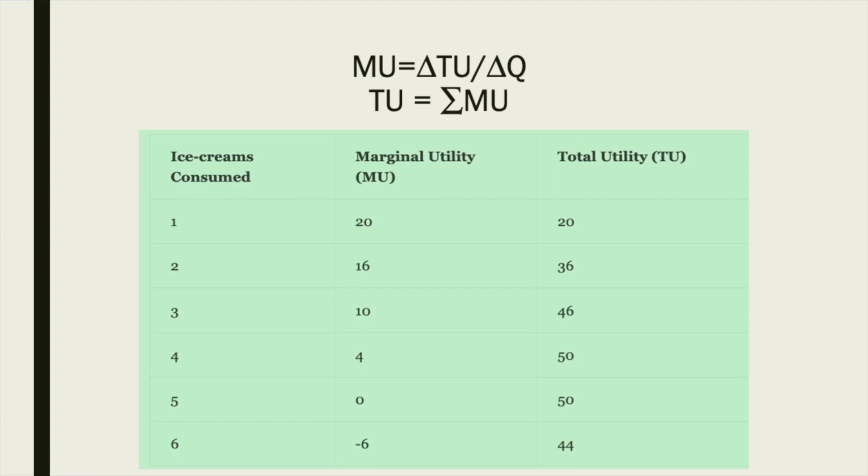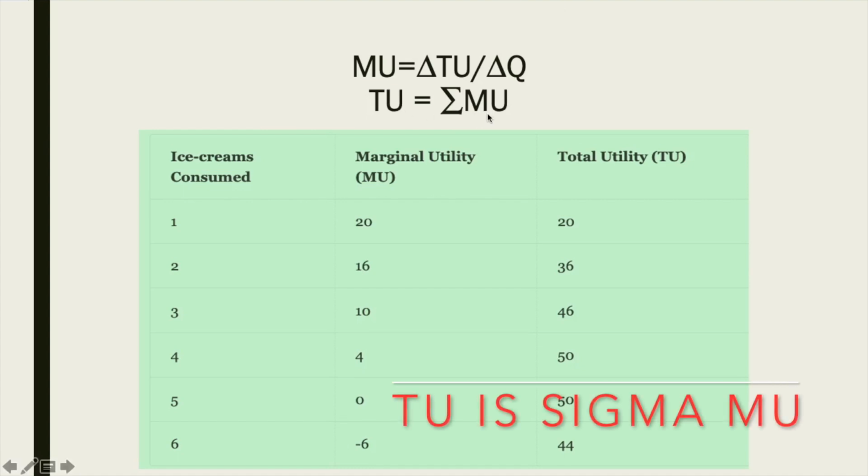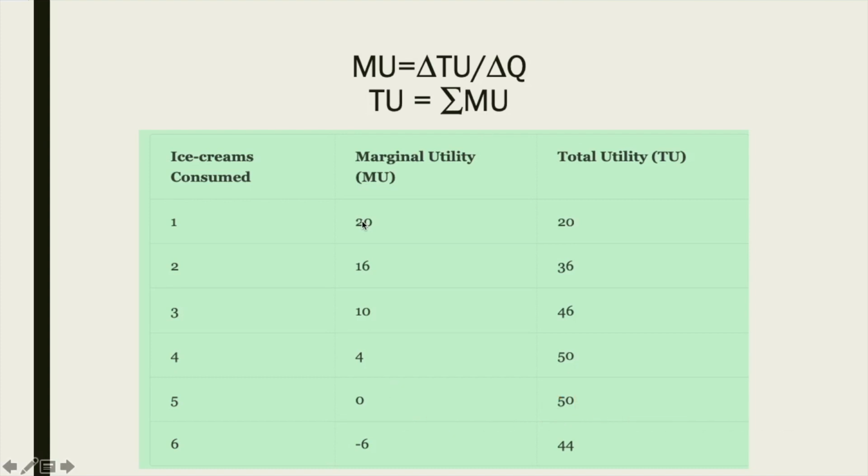At the same time, the total utility can also be calculated as the sum of marginal utilities. That is, TU is equal to the sum of MU. Here in this example, if we add all the marginal utilities, that is 20 plus 16 plus 10 plus 4 plus 0 minus 6, the result will be 44. 44 is nothing but the total utility of the sixth unit.